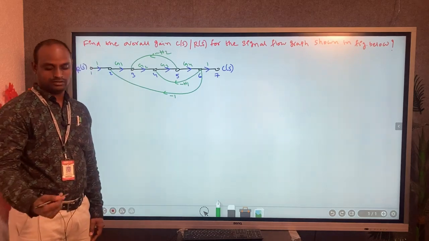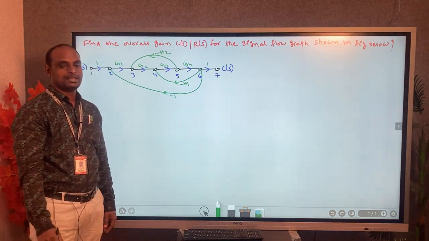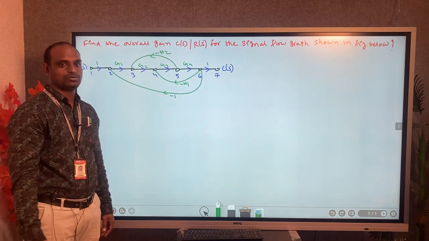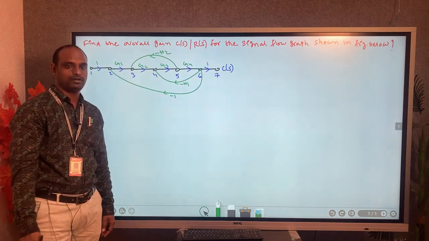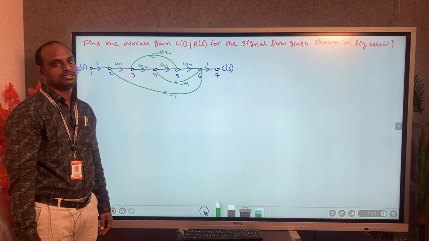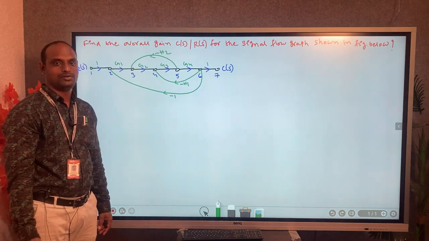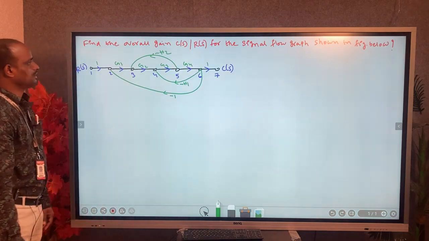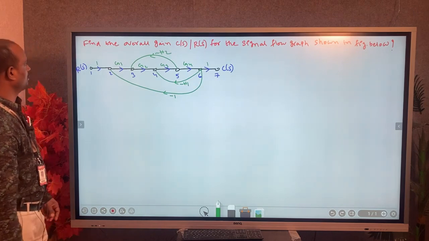Okay, good morning everyone. Today we will discuss the signal flow graph and how to solve the problem of finding the transfer function for the given signal flow graph. So this is the example. This example we will cover now.